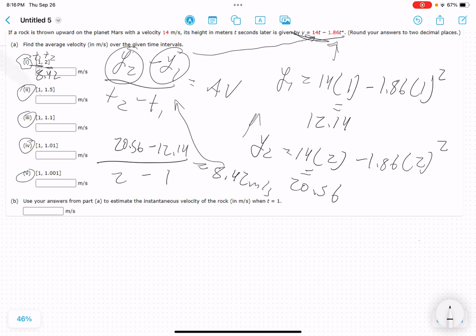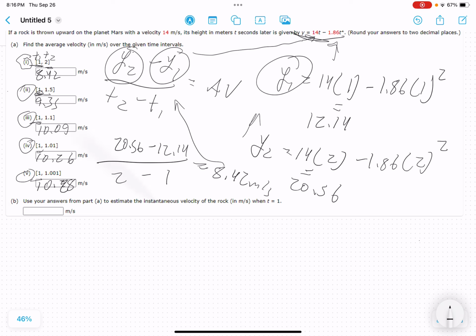And so when you're doing these other equations, just follow the same pattern. And actually, you don't need to recalculate it because the 1 is already calculated for you in y1. So you really just need to calculate y2. And then when you do these equations, you get 9.35, 10.09, 10.26, and 10.28.